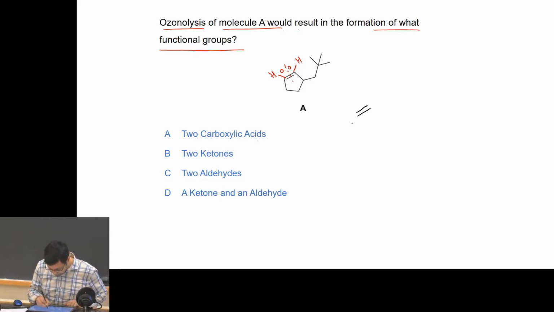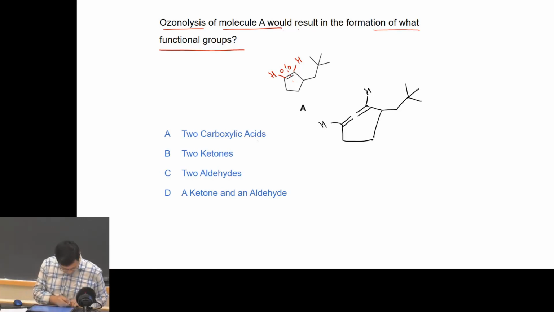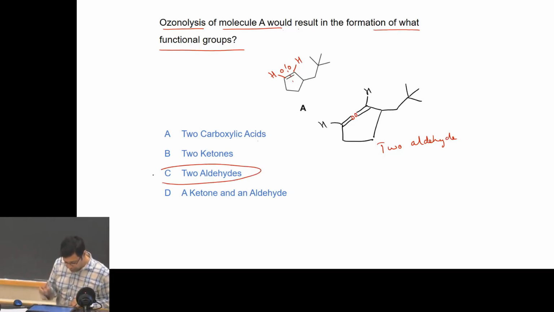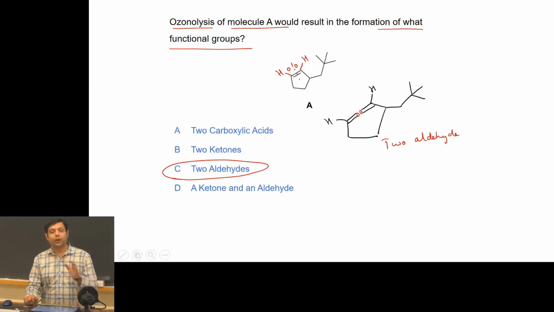So let's write the product. Oxygen and oxygen. So as you can see, you are resulting in two aldehydes. RCHO is an aldehyde. So the answer to this question is option C. Right. So as you can see, it is very straightforward to write the product of the ozonolysis reaction.